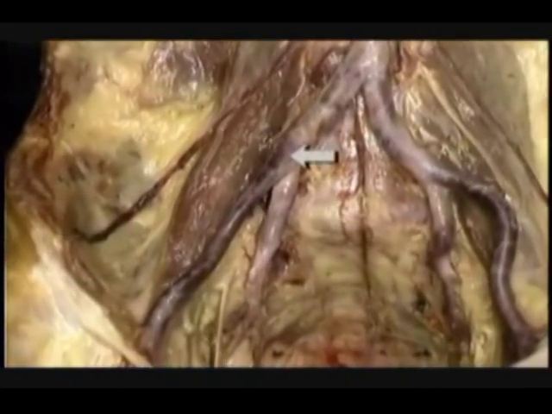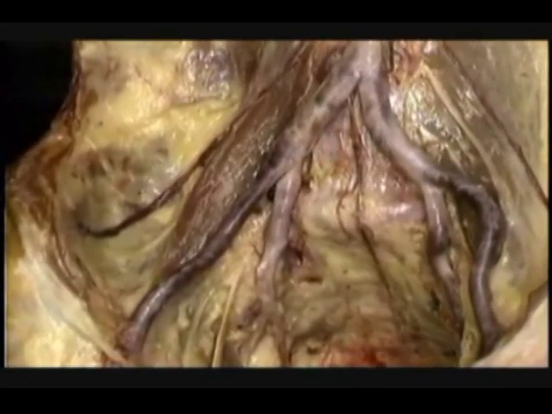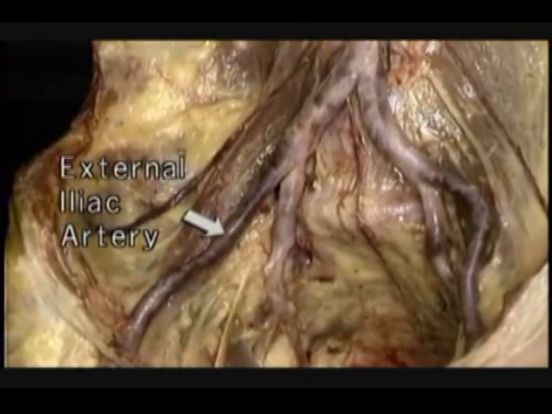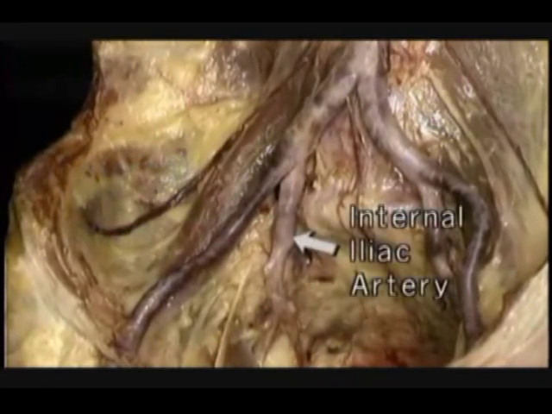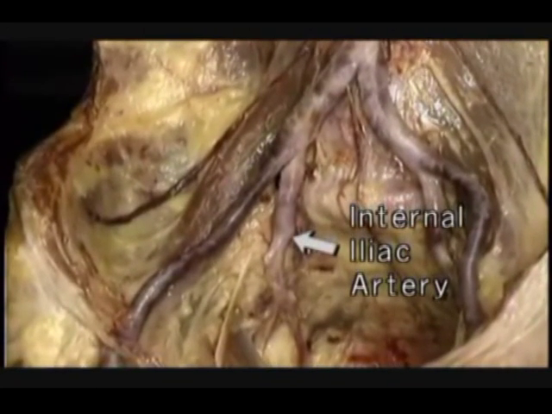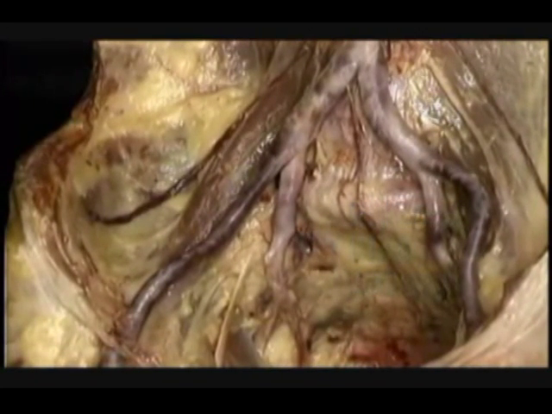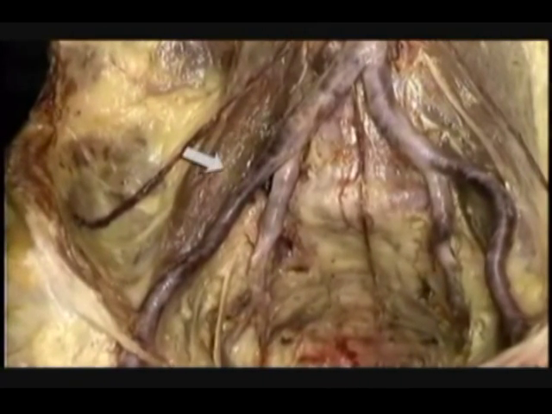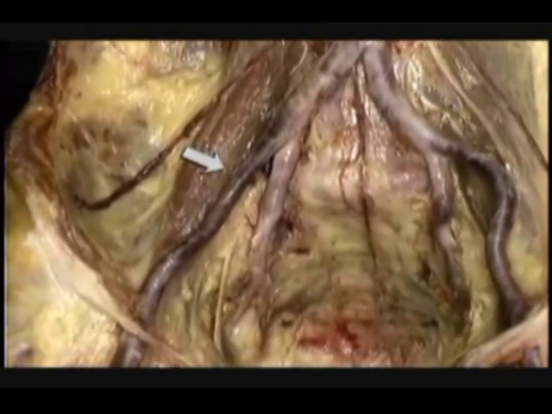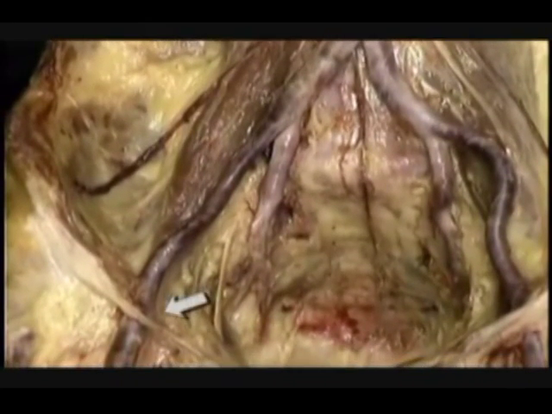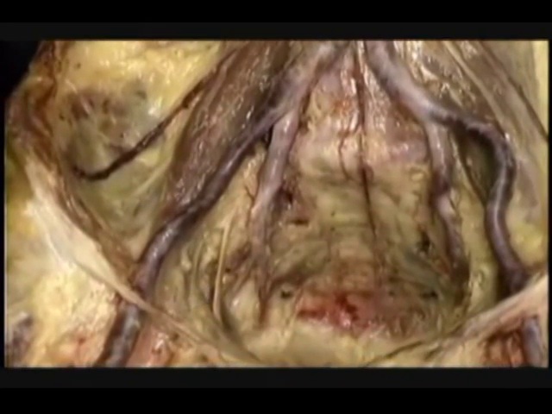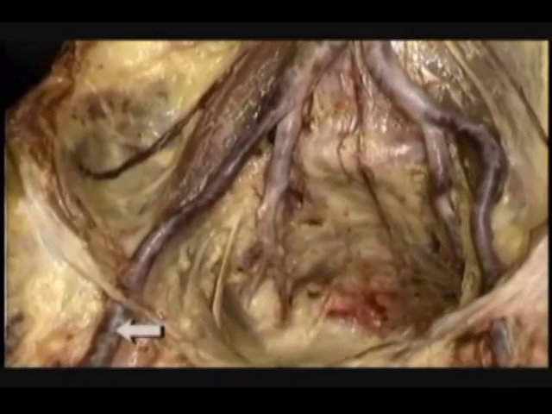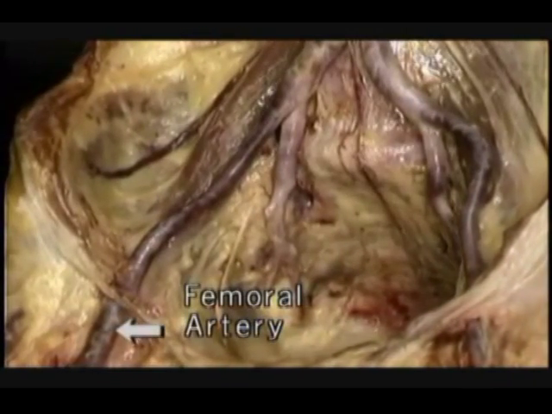It divides here at the pelvic brim. Here's the external iliac artery. Here's the internal. We'll look at the internal iliac in the next section. The external iliac artery is the main artery to the lower extremity. It runs along the pelvic brim just medial to psoas major and passes beneath the inguinal ligament. Below the inguinal ligament, the artery goes by a different name, the femoral artery.